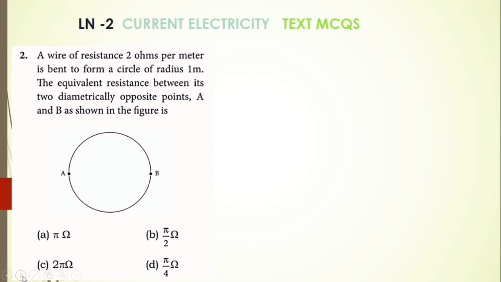Question number 2. A wire of resistance 2 ohm per meter is bent to form a circle of radius 1 meter. The equivalent resistance between its two diametrically opposite points A and B, as shown in the figure. The four options are given.